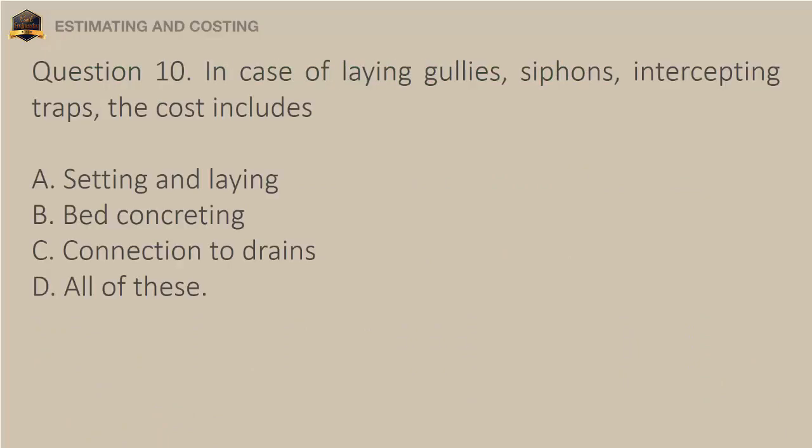Question 10. In case of laying gullies, siphons, intercepting traps, the cost includes A. Setting and laying. B. Bed concreting. C. Connection to drains. D. All of these.